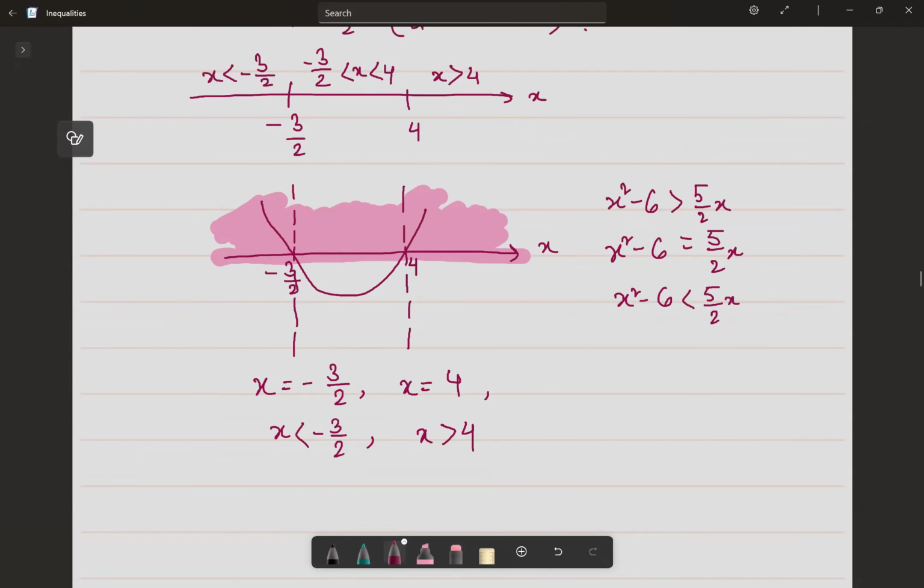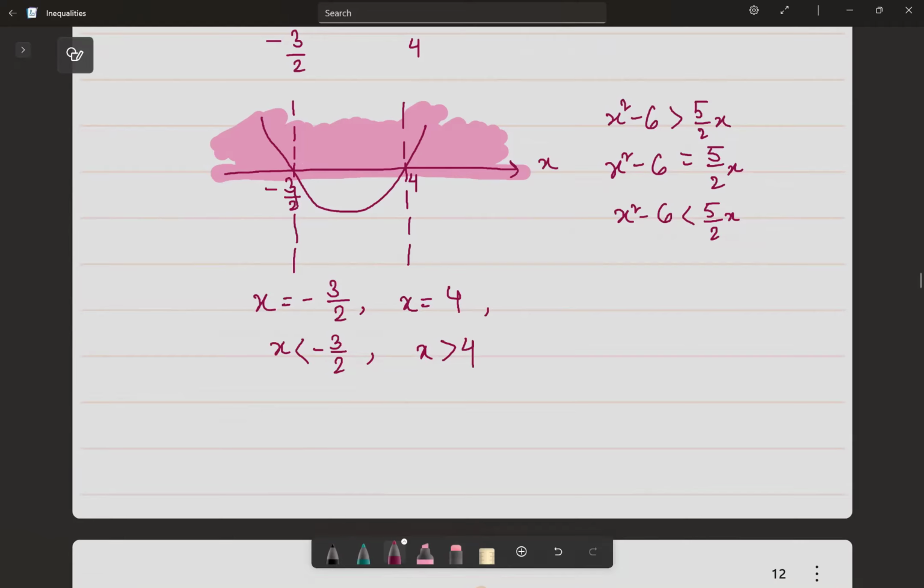So if I combine to write my final answer, I can write that x is less than equals to negative 3 over 2, because I can see that x is equals to negative 3 by 2, and then it is also less than negative 3 by 2. So it is less than equals to negative 3 by 2. And in the same way, x is equals to 4 and x is also greater than 4. So I can write x is greater than equals to 4. So this is my final answer.